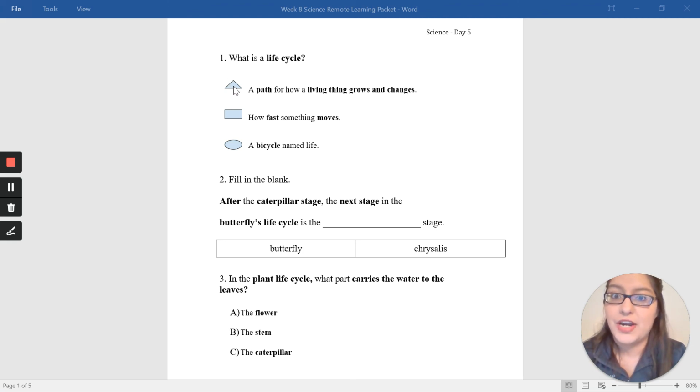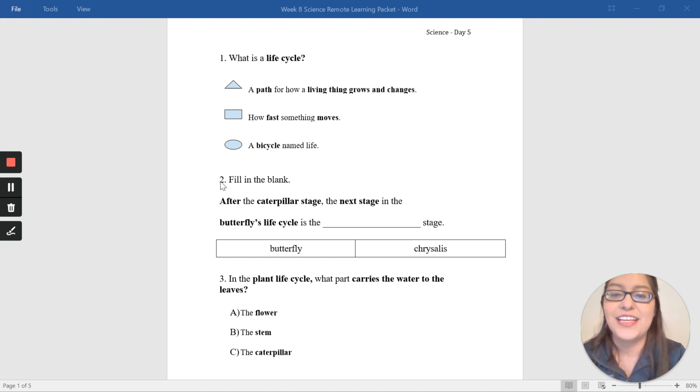Is it a path for how a living thing grows and changes? Put your finger on the rectangle. Is it how fast something moves? Or put your finger on the oval. Life. So what is a life cycle? Go ahead and circle the right one. All right. Put your finger on number 2.